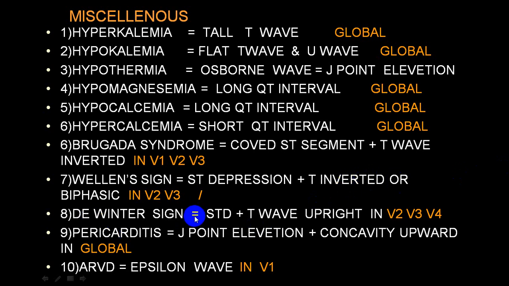In De Winter sign, there is an ST depression in V2, V3, V4 with an upright T wave. This is characteristic of De Winter sign, which is again suggestive of LAD occlusion or LMC occlusion.